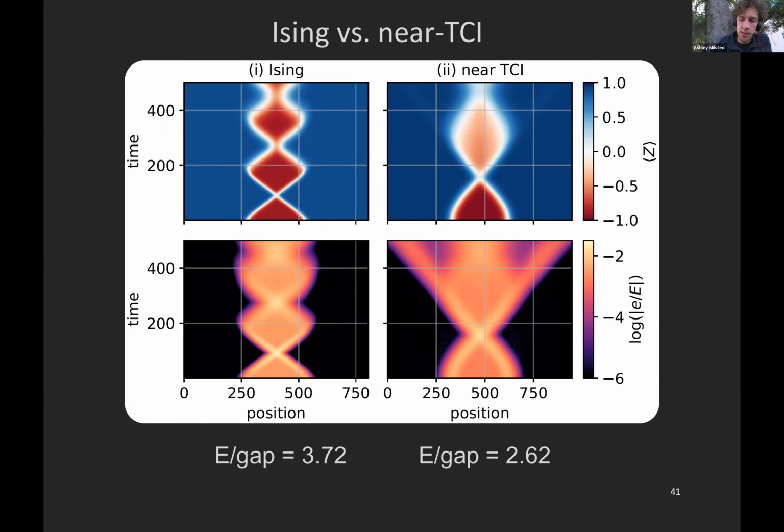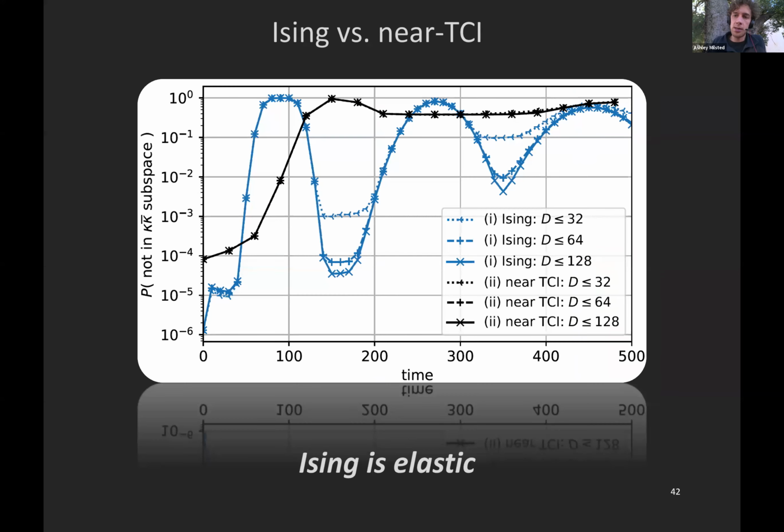Now, what we did to try to confirm that this was indeed an elastic scattering event in the Ising case was we took these overlaps with these quasiparticle states in different sectors. In fact, we only looked at the overlap with the kink-antikink sector. If this simulation remains in the kink-antikink sector, then we can be pretty sure it's an elastic scattering event. And indeed, that's what we see.